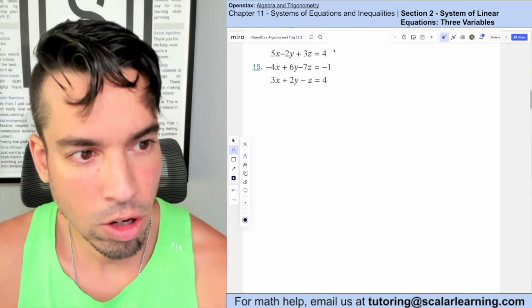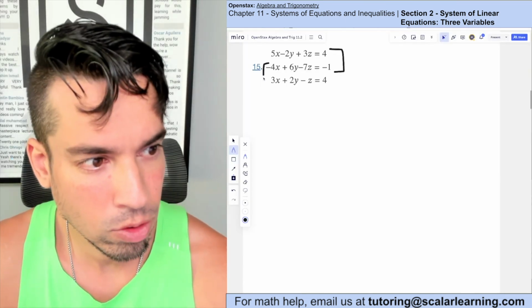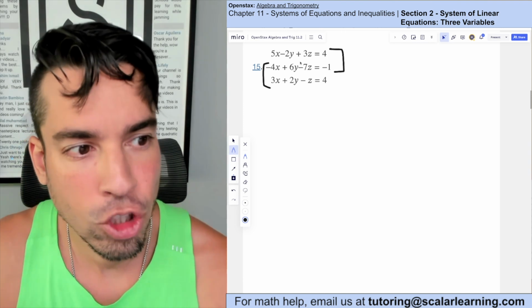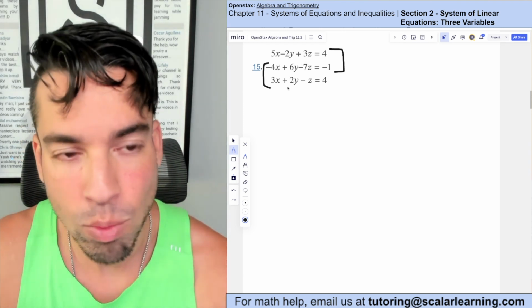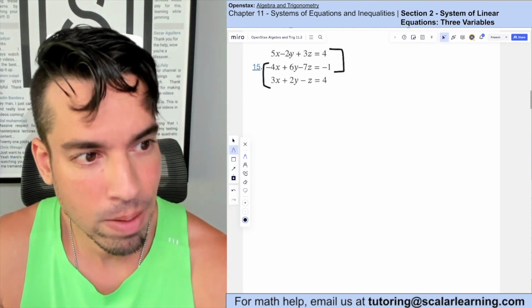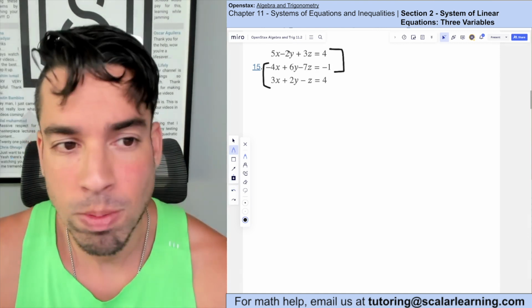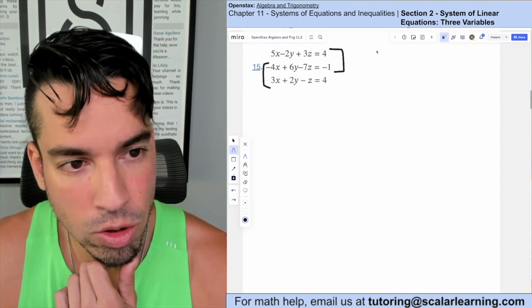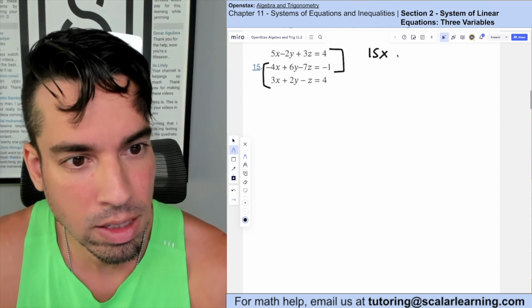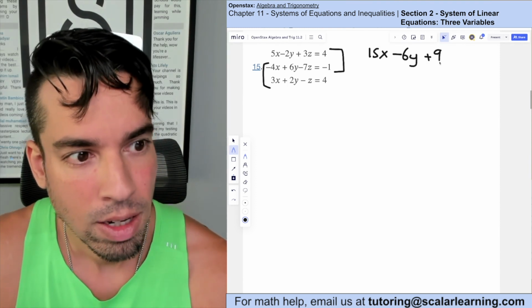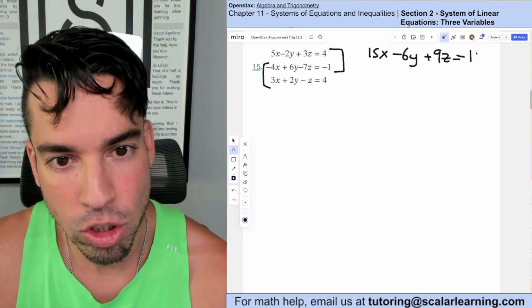So for this one, we're going to start by grouping these into 2 different groups of 2 equations, and we're going to choose a variable to eliminate. I feel like y is going to be pretty easy to eliminate, right? Because those are going to be easy to match up, and so are those. So we're going to start by multiplying the top equation by 3, and I'm going to do that mentally. We get 15x minus 6y plus 9z is equal to 3 times 4, which is 12.